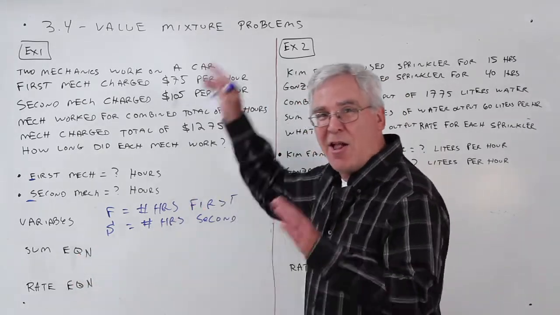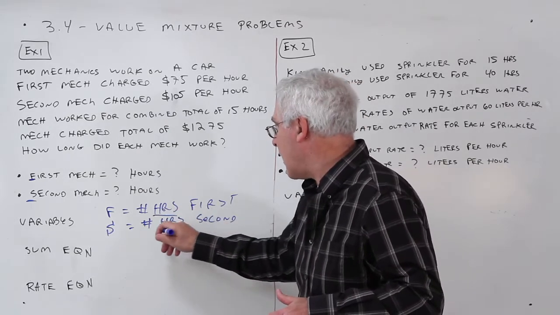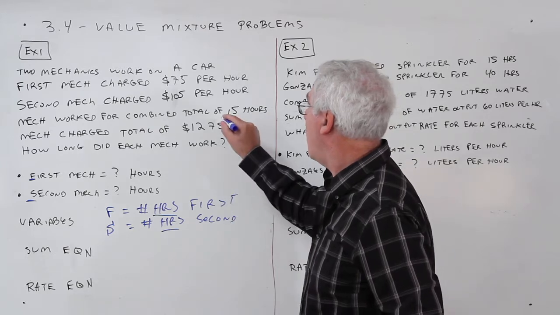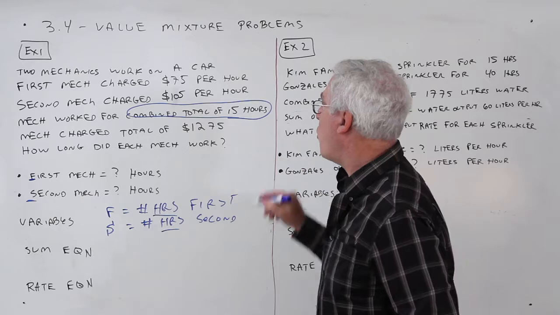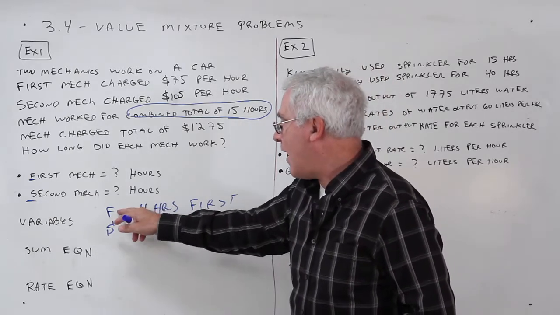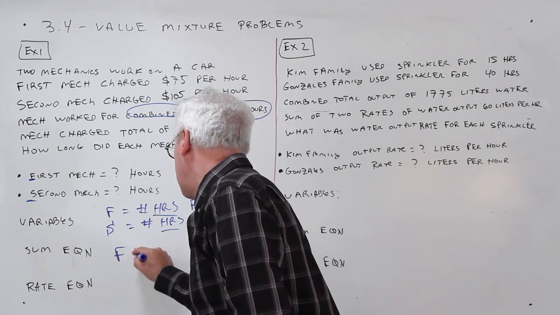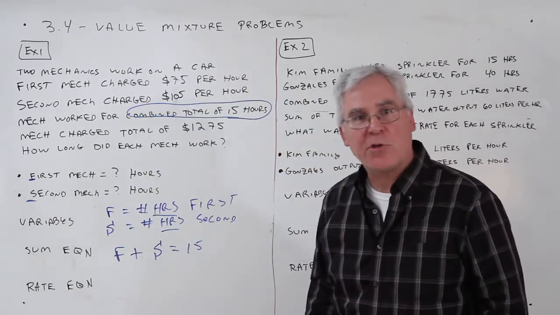So in all of these, there's going to be a sum equation and a rate equation. So I've got hours and hours. Let's see if there's a summing of hours anywhere. Oh, combined total of 15 hours. So F plus S equals 15. That'll be your first equation.